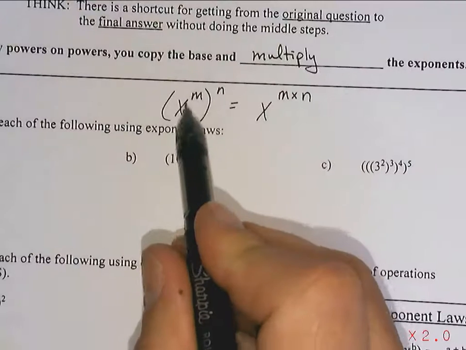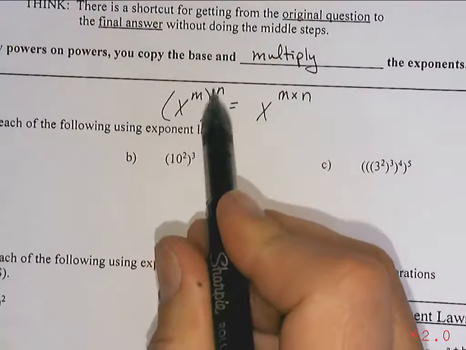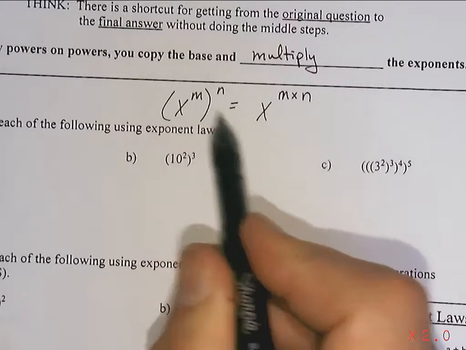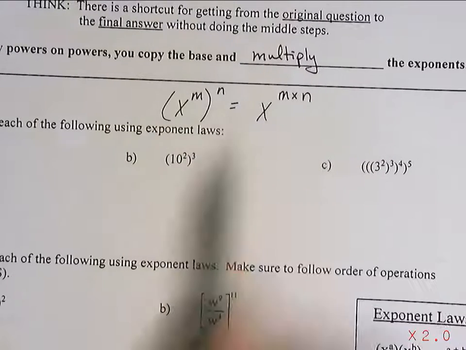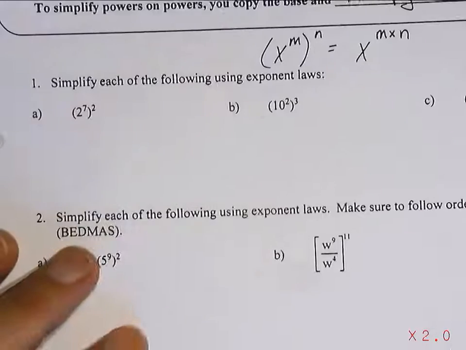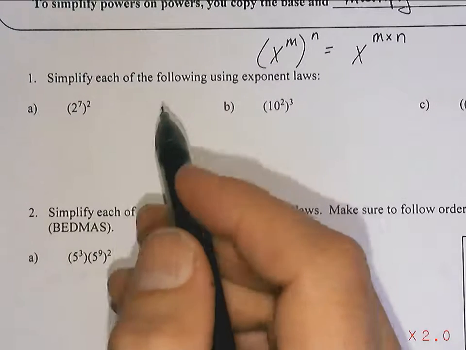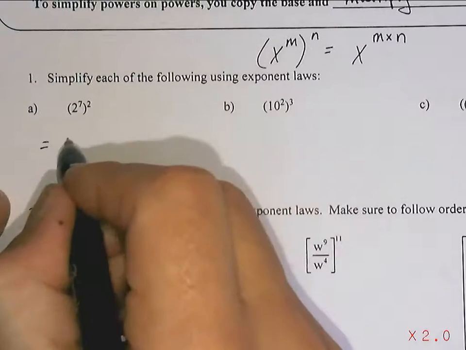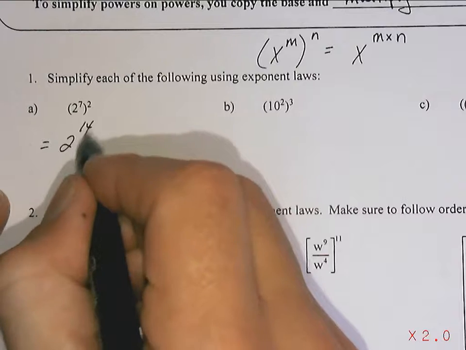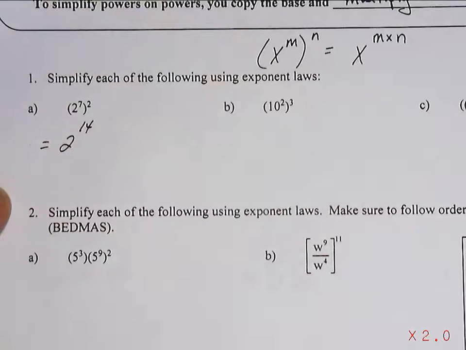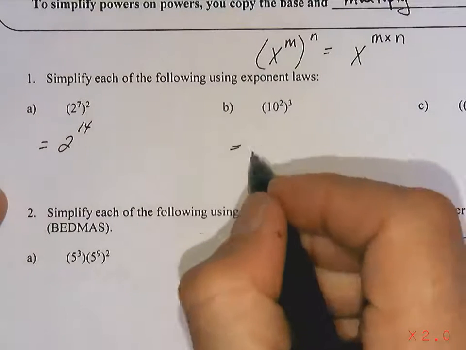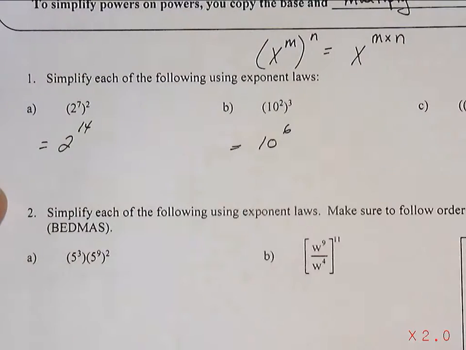And this is a power to a power. So x to the m to the n, where this could be any number at all, is x to the m times n. So we come down here and we can do some quick questions. I've got 2 to the 7, all to the 2. So that's going to be 2 to the 14. That's it. That's all you have to do. And so this is going to be 10 to the 6.